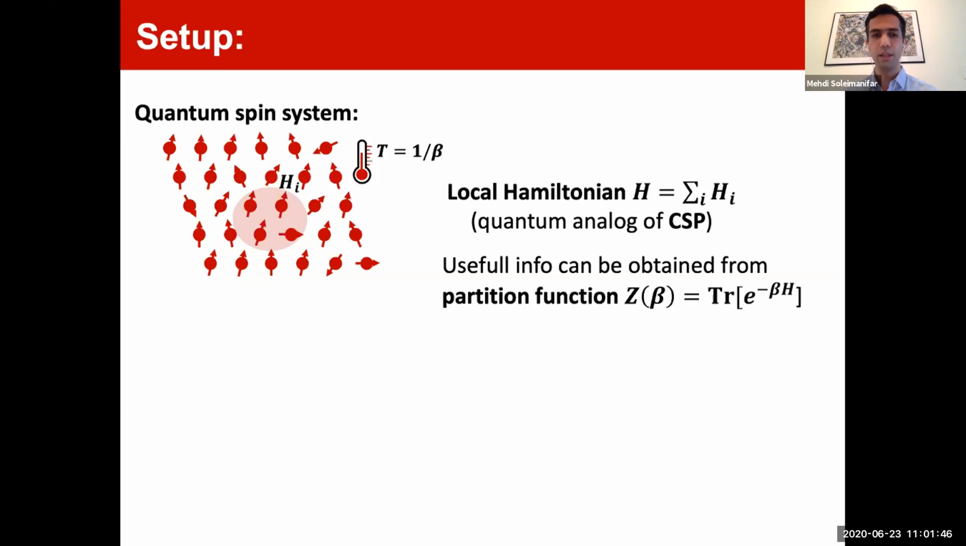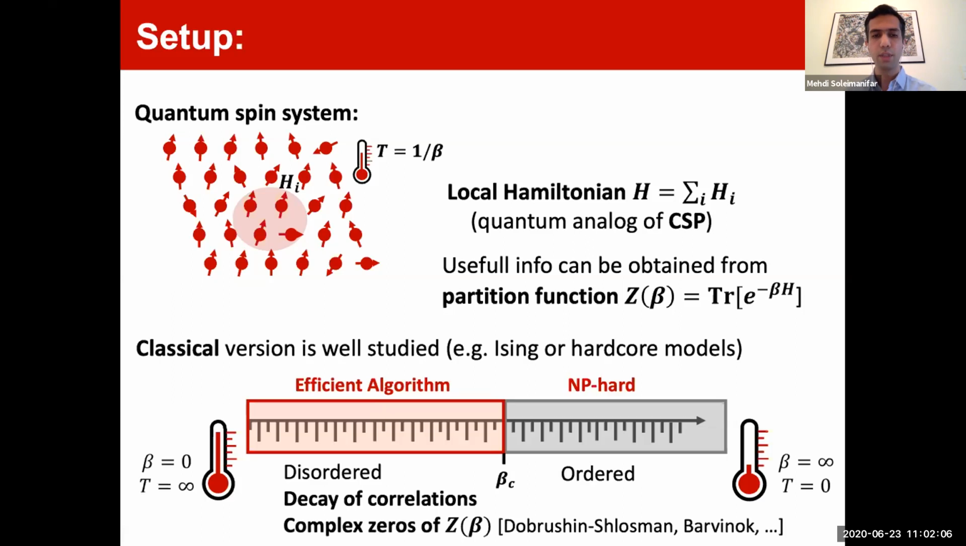A quantity that physicists and people in quantum computing would like to evaluate about the system is the partition function, which at a given inverse temperature beta is defined to be the trace of e to the minus beta times the Hamiltonian. Since the Hamiltonian is large, exactly evaluating this quantity is hard. What we want is approximation algorithms. The classical version of this question is well studied. We know that the hardness of approximation depends on the inverse temperature. In particular, there is a critical value below which there are efficient algorithms, and above that, it's NP-hard in the worst case to estimate the partition function.